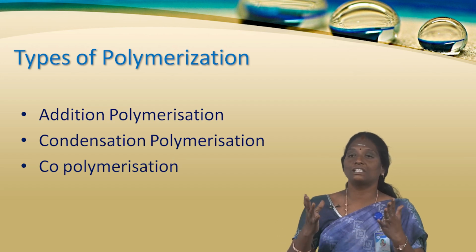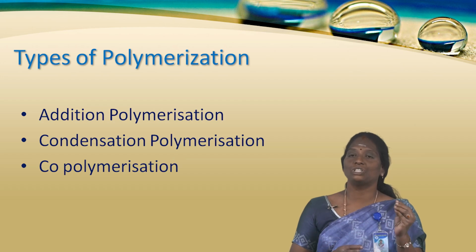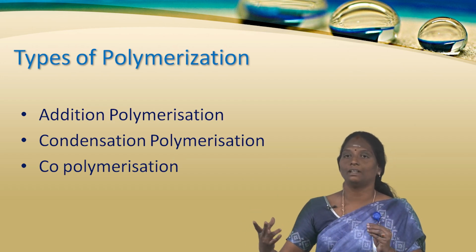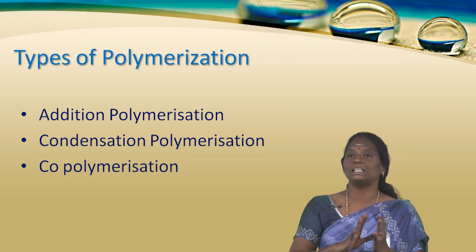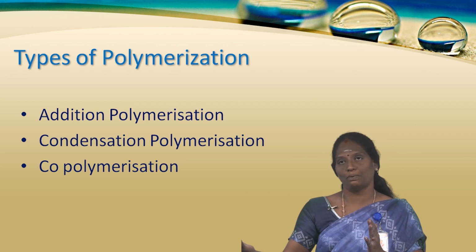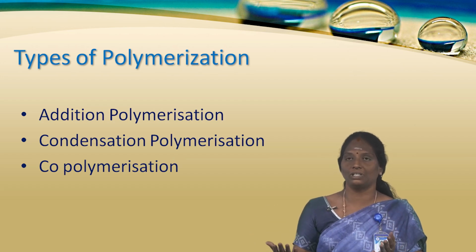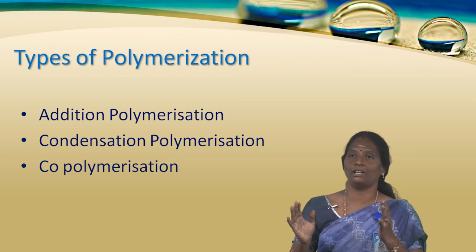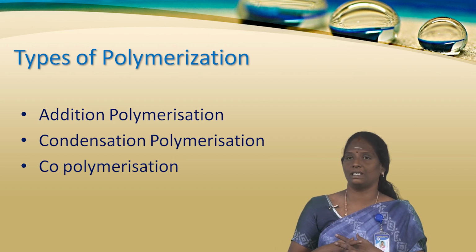So, for addition polymerization, example is preparation of polyethylene from ethylene. So, here the molecular weight of polymer is an integral multiple of the monomer. First type is addition polymerization. Second type, condensation polymerization. What is meant by condensation polymerization?